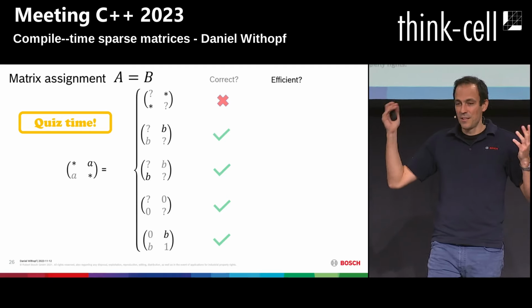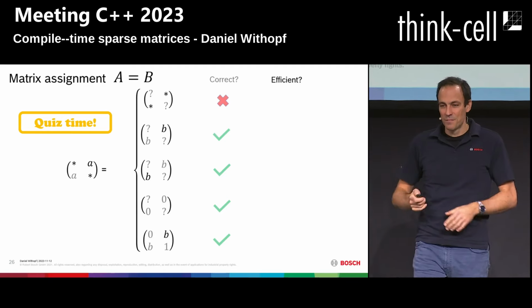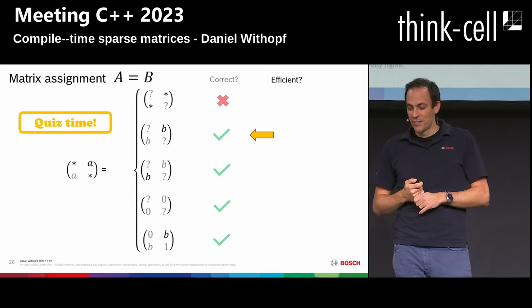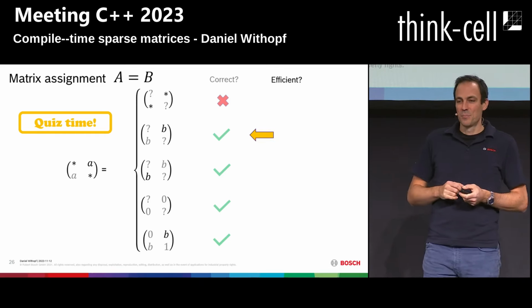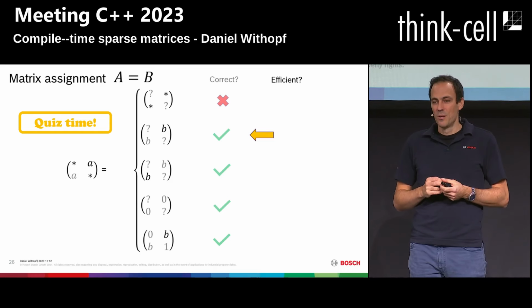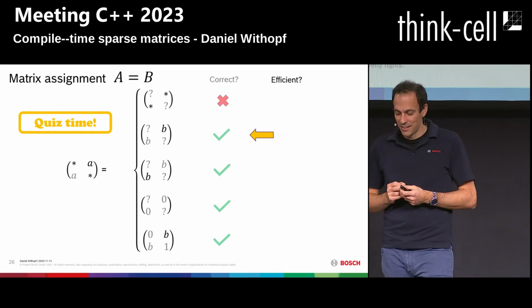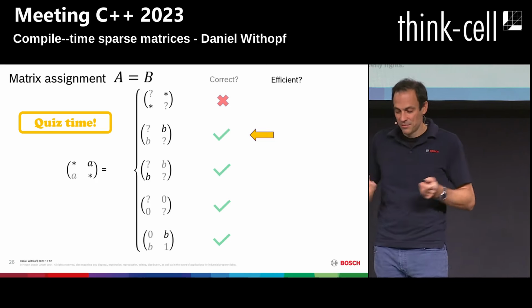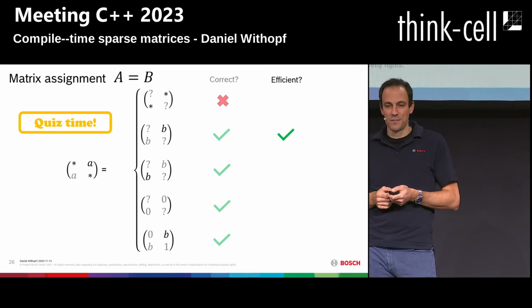So the first one is fairly easy, it's incorrect. Can't be efficient if it's incorrect, so we can ignore that one. What about this one here? Is this as efficient as possible, this operation, if we assign the two matrices? Yeah, so people seem to agree, yes. We are assigning a symmetric matrix to another symmetric matrix. We don't lose sparsity, everything's fine here.